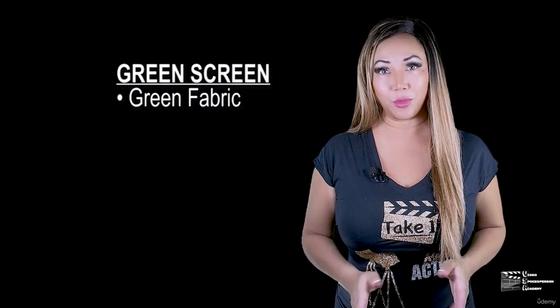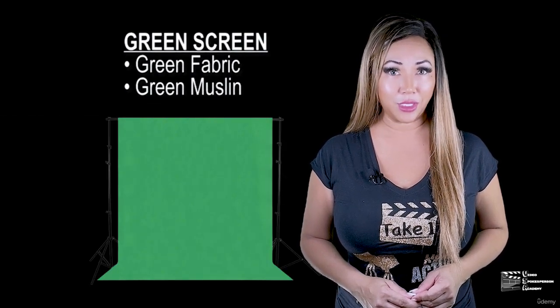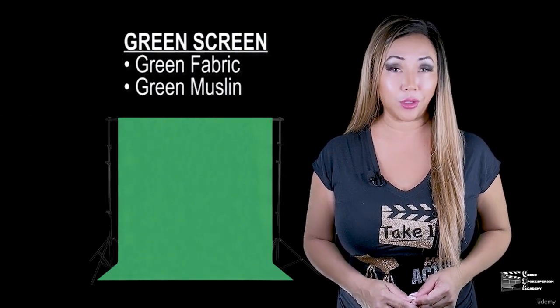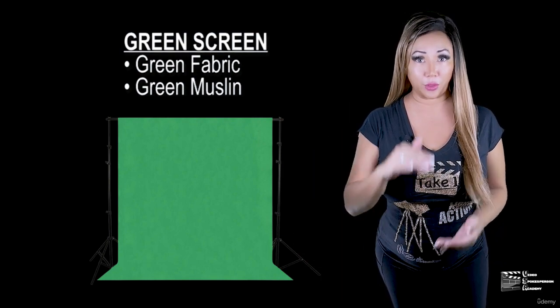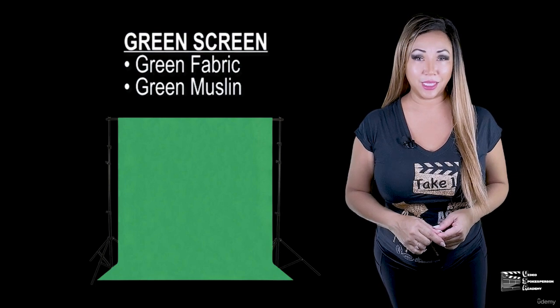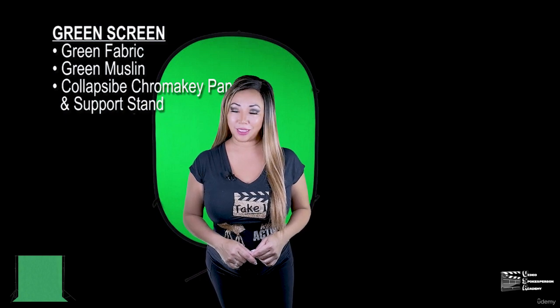Eventually, I moved up to a green muslin, and I thought I was in the big leagues. You might be able to find some for about $35 on Amazon.com. Muslins are usually very wide and very long, which was more than what I needed. I now use a 5x7 collapsible chroma key panel and support stand, and I have never looked back since then. There are absolutely no wrinkles. You can close it up and store it away, but mine, it's always open and up in my living room.